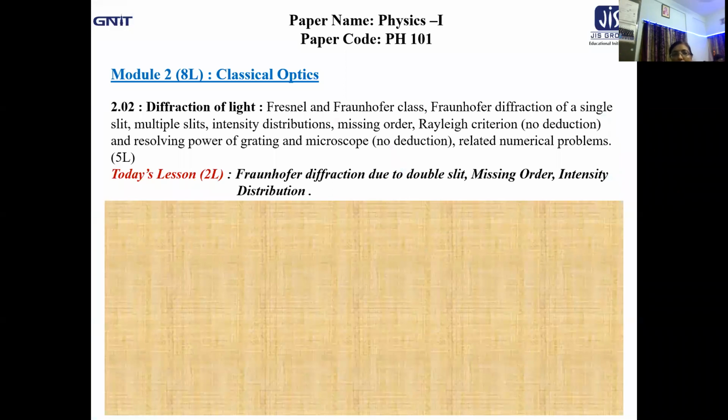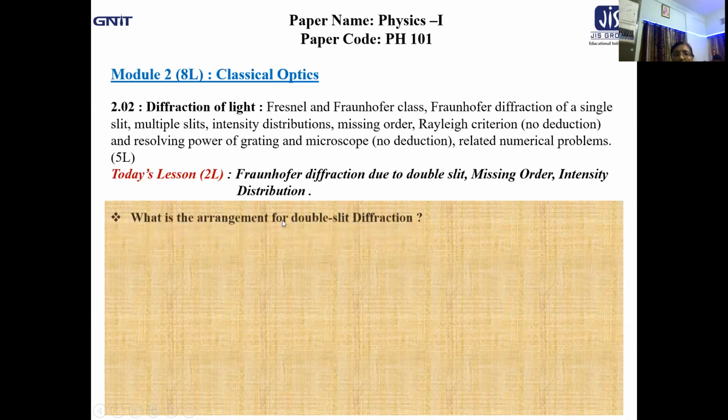Now let us take a look at what is there. You know that we have already started submodule 2.02 on diffraction of light of module 2, that is classical optics. Today's lecture session, the second one, covers Fraunhofer diffraction due to double slit. In the last session we did Fraunhofer diffraction due to single slit, so today I will extend my discussion to double slit. Then I will introduce the missing order, and I will show you the intensity distribution.